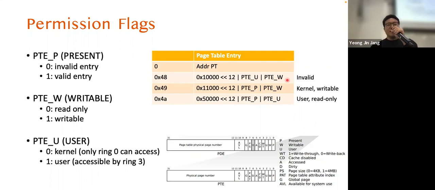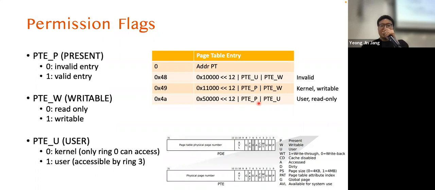But the problem is that the PTP is not there. That means this entry is invalid, so we should ignore the entire entry. But for the second one, PTP is set as 1, so you can regard that as having the value 1 in the entry. Then this entry is valid, but this entry only has the writable flag, but does not have a user flag. Then this memory region is only accessible by the kernel. But it's also writable because it has a writable flag.